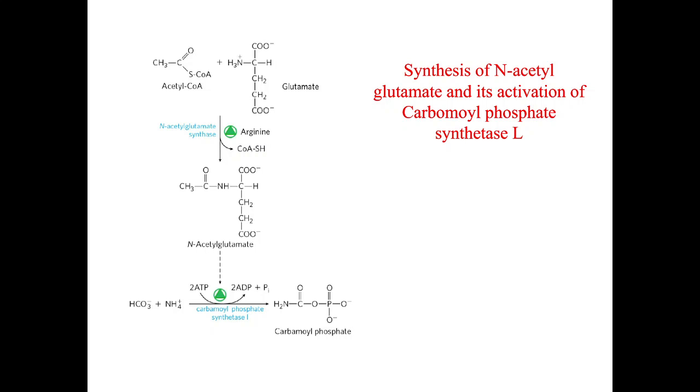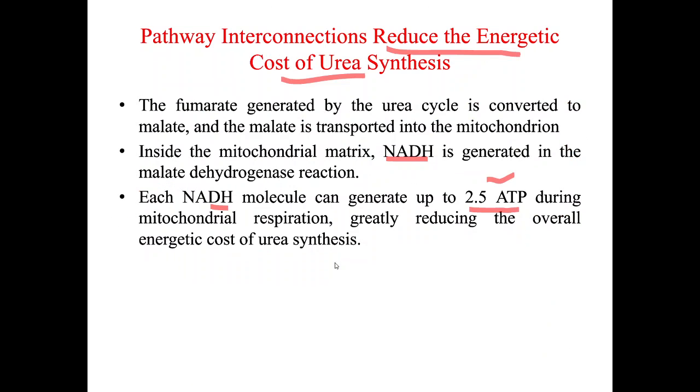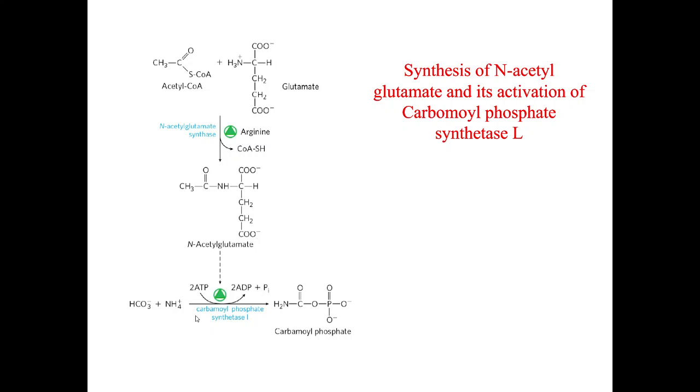The synthesis of N-acetyl glutamate and its activation of the carbamoyl phosphate. Here, during the activation, bicarbonate and ammonia are combining, and we are getting carbamoyl phosphate. During this reaction, carbamoyl phosphate synthetase 1 is involved, and 2 ATP get converted to ADP and inorganic phosphate. N-acetyl glutamate has a glutamate molecule with an acetyl group attached here. N-acetyl glutamate acts as an activator of carbamoyl phosphate synthetase 1.